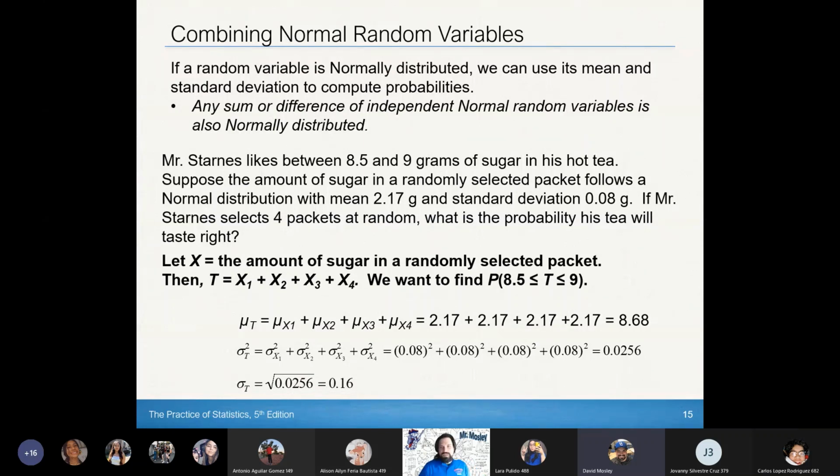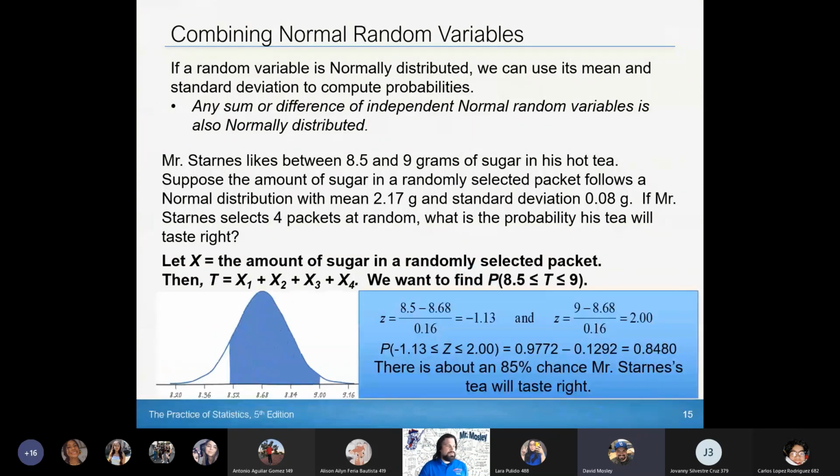So then we have the information we need to now standardize 8.5 and 9 based on the mean and standard deviation of t. And we use that in the normal distribution in table A to calculate the probability. Right, so z of the lower bound is negative 1.13. The z-score of the upper bound of 9 is 2.